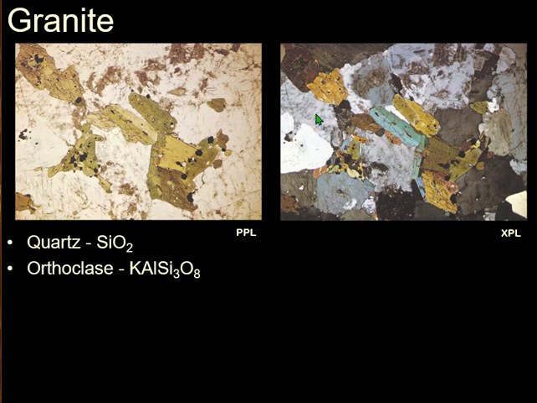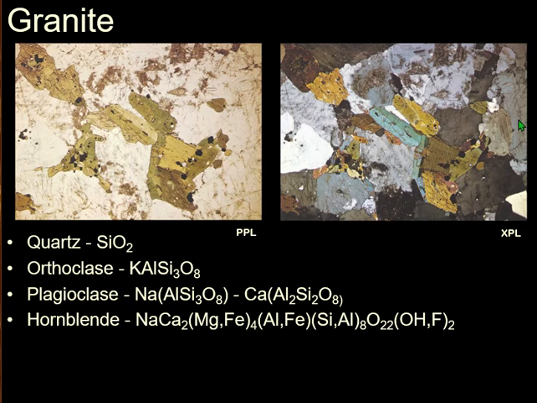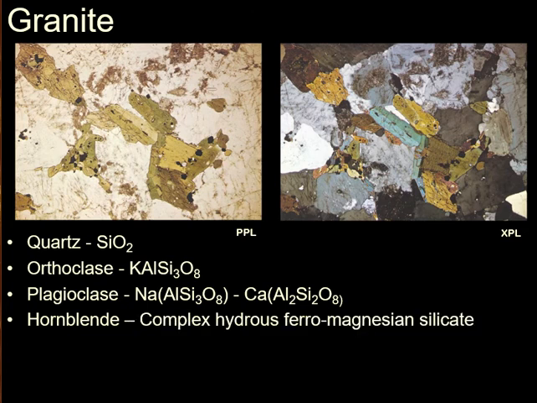Orthoclase. I think this is orthoclase here. Plagioclase. Orthoclase is, of course, potassic feldspar. This is a plagioclase here. And also amphiboles, including hornblende, which is just a very complex hydrous ferromagnesian silicate.